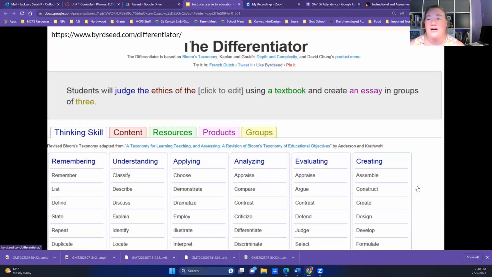I've seen it used in both ways. I've seen this used where our teachers will tell the students, you know, you're going to talk about ethics, you're going to use a textbook, and you guys get to pick what the measuring scale is and how you're going to do it with the product.